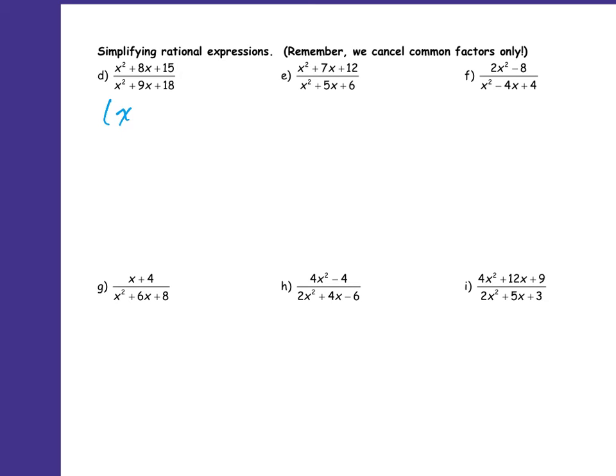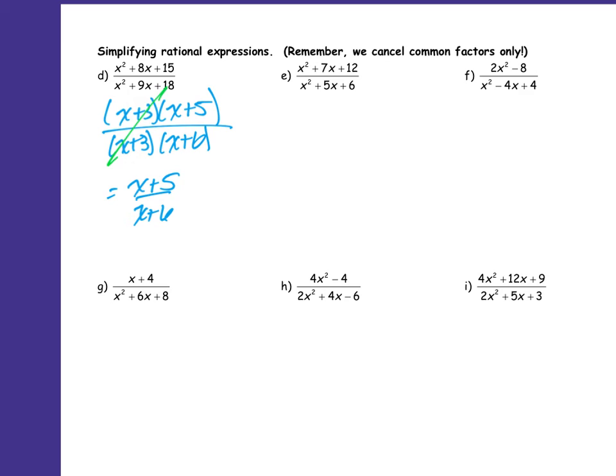So D factors to x plus 3 times x plus 5 all over x plus 3 times x plus 6. And those go away. So I get left with x plus 5 over x plus 6. And then E is x plus 3 times x plus 4 divided by, oh, should probably be a plus sign in there, x plus 2 times x plus 3. Cross out. So I get x plus 4 divided by x plus 2.